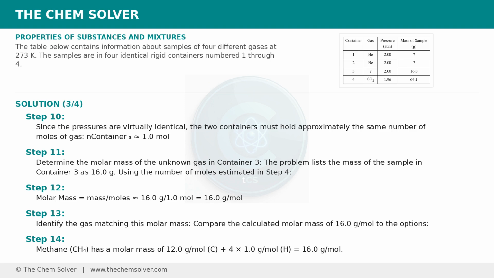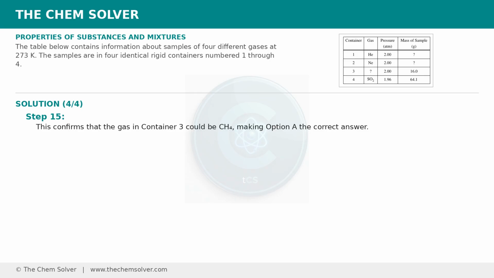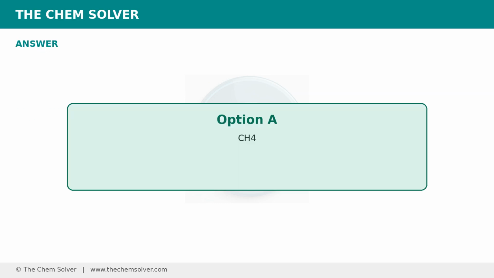Identify the gas matching this molar mass. Compare the calculated molar mass of 16.0 grams per mole to the options. Methane, CH4, has a molar mass of 12.0 grams per mole, C, plus 4 times 1.0 grams per mole, H, equals 16.0 grams per mole. This confirms that the gas in container 3 could be CH4, making option A the correct answer. The correct answer is option A, CH4.